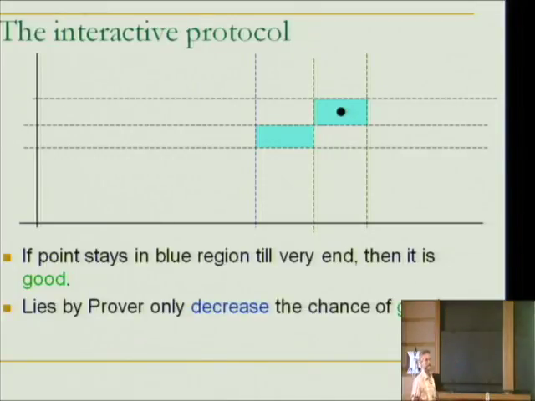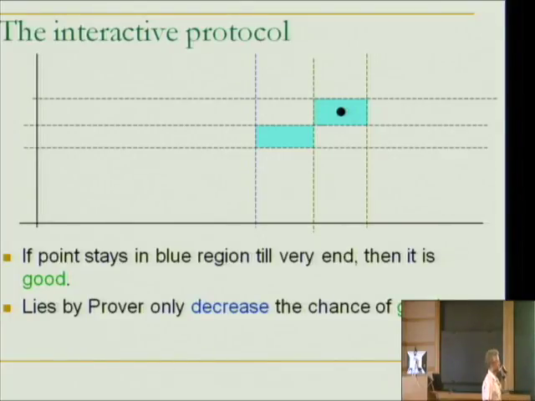Now here's the key thing, and again, I won't prove this to you, but it's easy to prove by induction, that lies by the prover only decrease the chance of good. Remember, we're only worried about him lying, trying to convince us that the LIS is too big. We're not worried about him proving that the LIS is too small, because we can check that ourselves by random sampling. But again, it's an interactive proof, so you're asking him about a specific point. And then I'll do it a bunch of times.